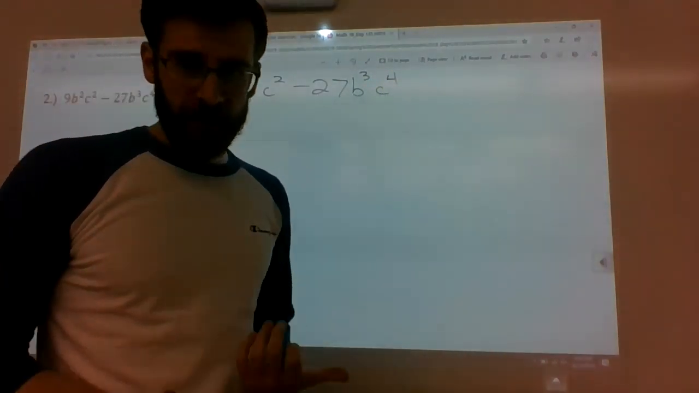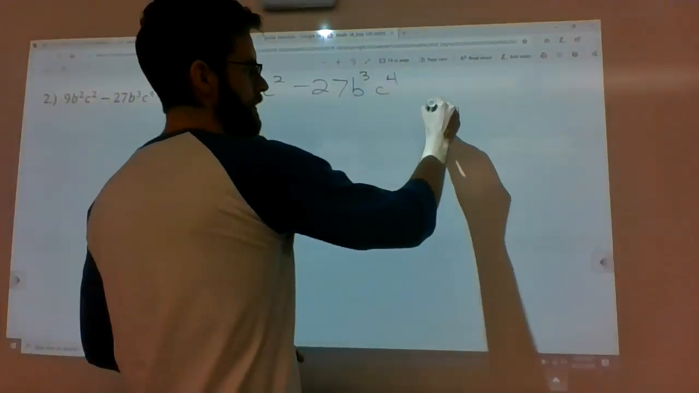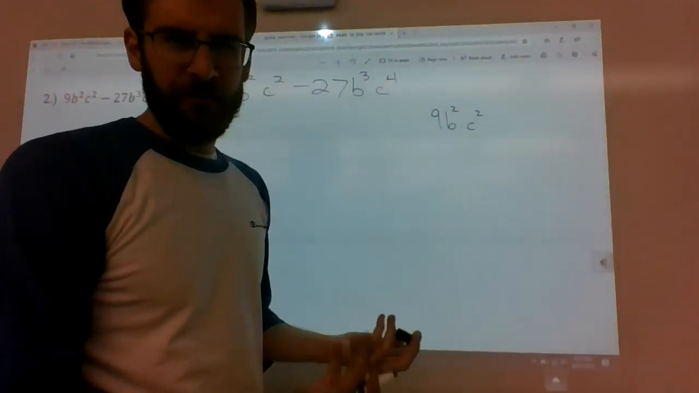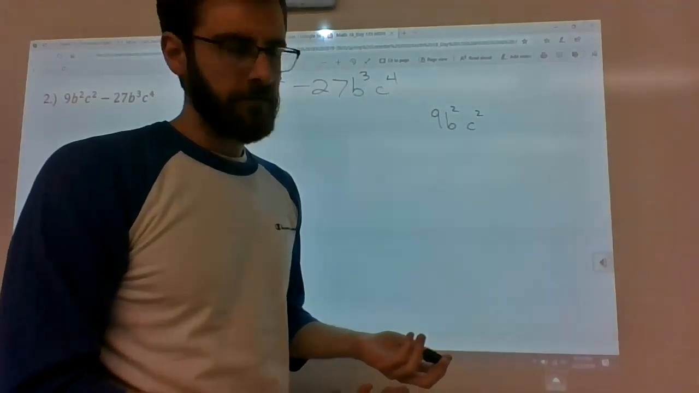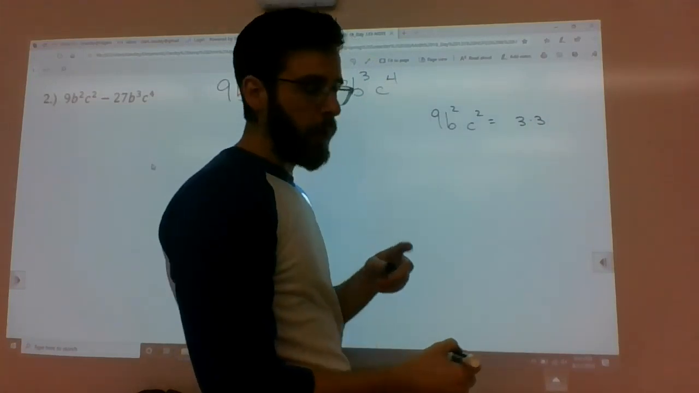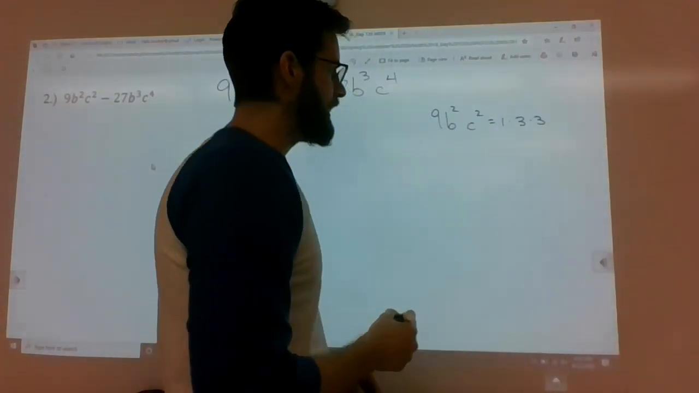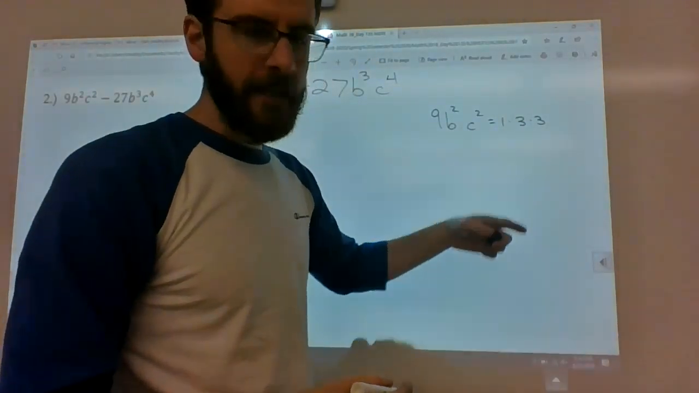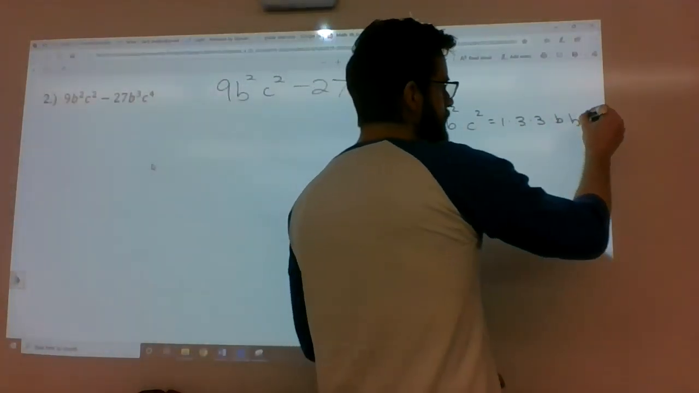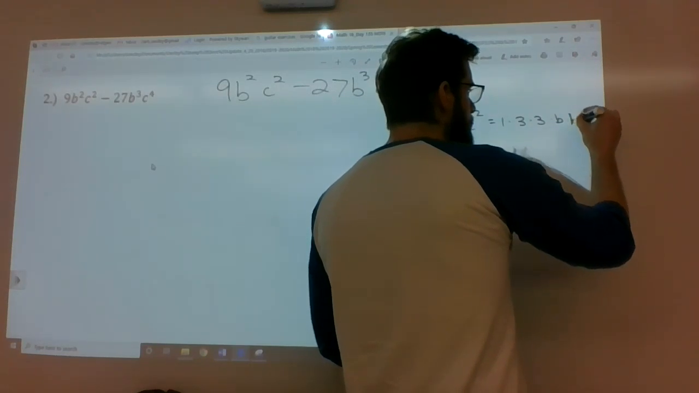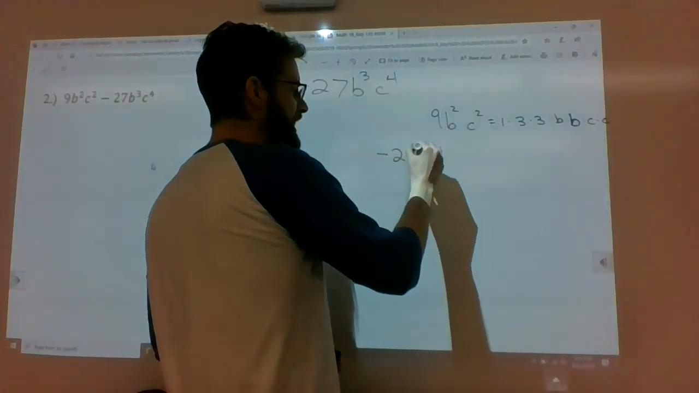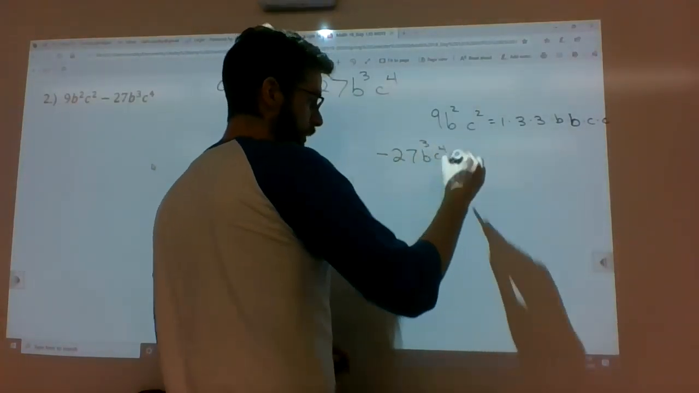So if we use prime factorization, like we did the first time, I don't think I need to use a factor tree for 9, because 9 is just 3 times 3. And I'm going to include the 1. And then b squared, call it bb. C squared, call it cc. All right, and then we have minus 27b to the third, c to the fourth.